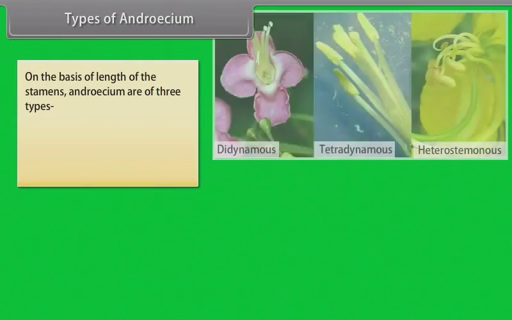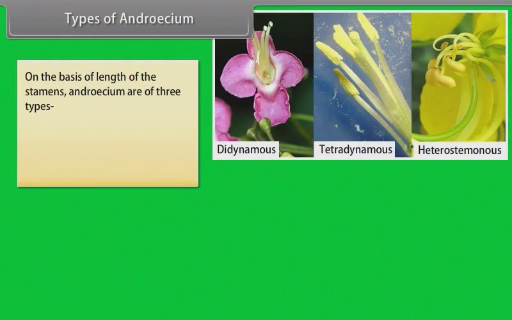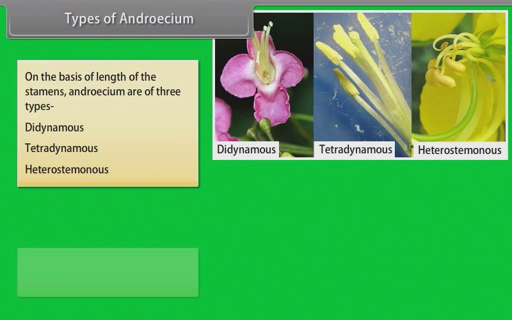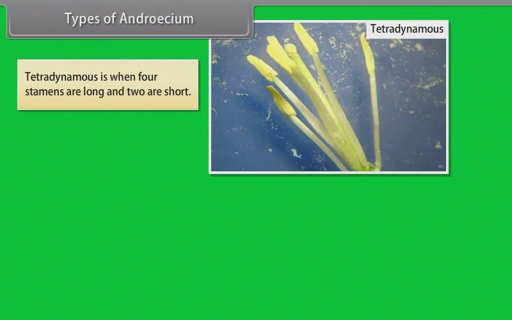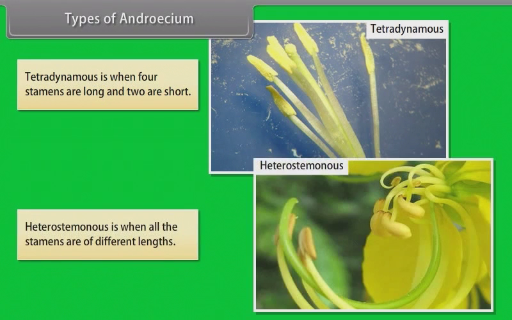Types of Androecium. On the basis of length of the stamens, Androecium is of 3 types: didynamous, tetradynamous, heterostemonous. Didynamous is when 2 stamens are long and 2 are short. Tetradynamous is when 4 stamens are long and 2 are short. Heterostemonous is when all the stamens are of different lengths.